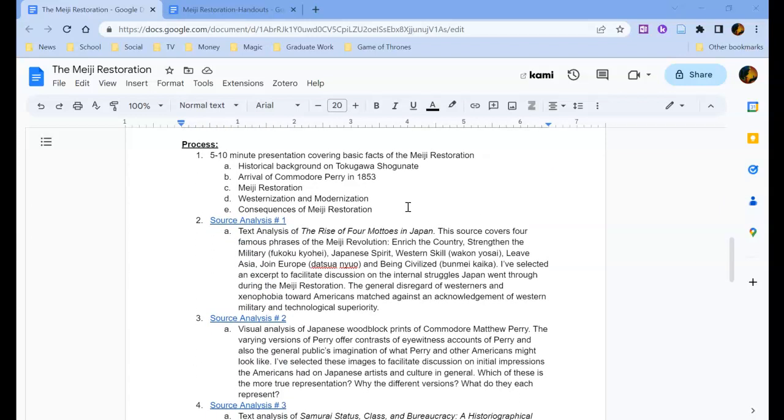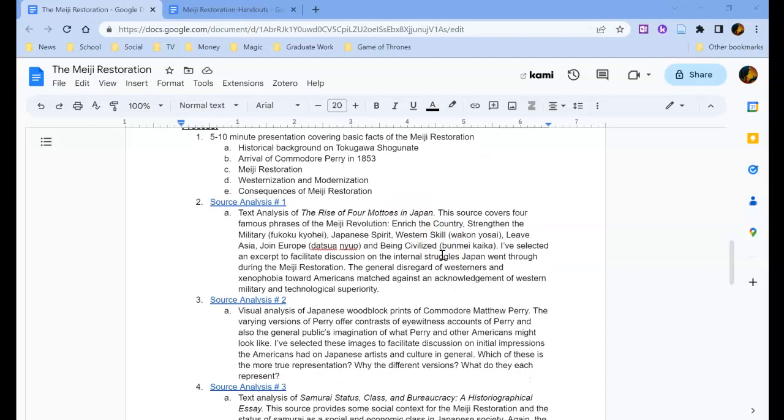The process for the presentation, again, I would take 5 to 10 minutes in a short lecture, guided slideshow, something like that, to give them the basics of the Meiji Restoration: the historical background on the Tokugawa government, the arrival of Commodore Perry, the restoration of the emperor, the quest for westernization and modernization, and then the consequences of this rapid industrialization and modernization.